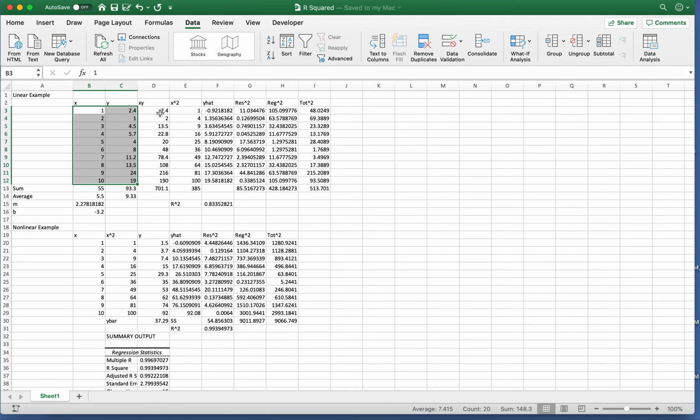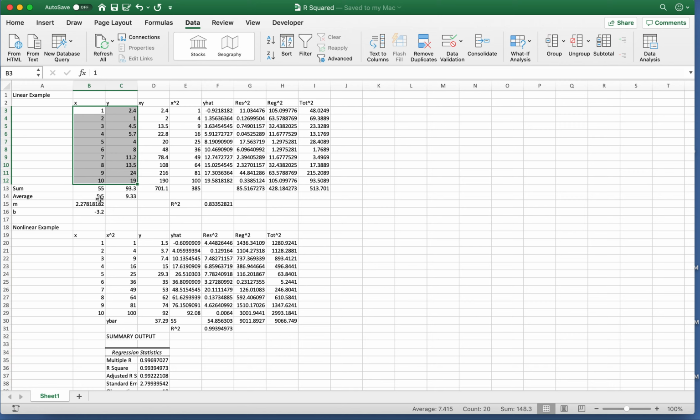I've calculated xy and x squared and the sums of all of these. Remember, we need all of those to find the regression line. And so then from that, I found the regression line, which is y equals 2.278x minus 3.2. So that's my m and my b. I found all of that.